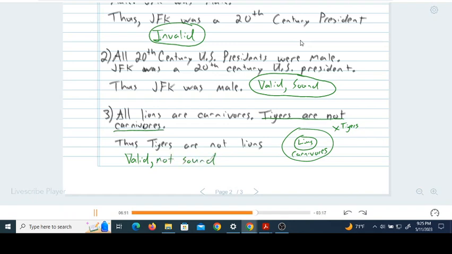It's a valid argument, but it's not sound because it's not entirely true. It's basing the argument on the supposed fact that tigers are not carnivores. That's not true. Therefore, that is not a sound argument. It's valid. The structure is good, but the facts are not there.